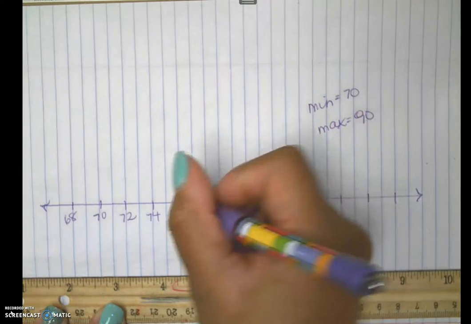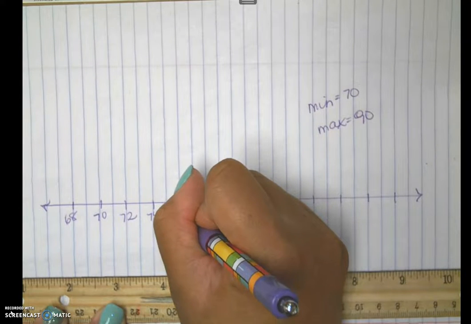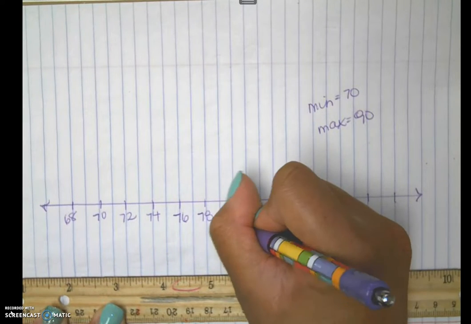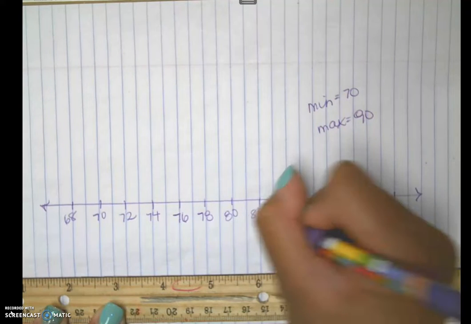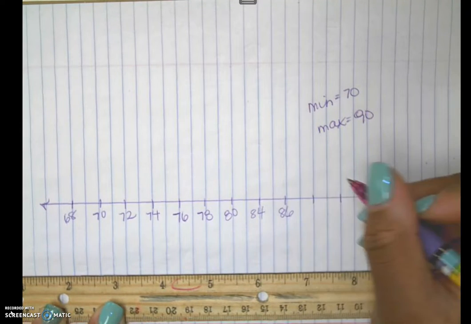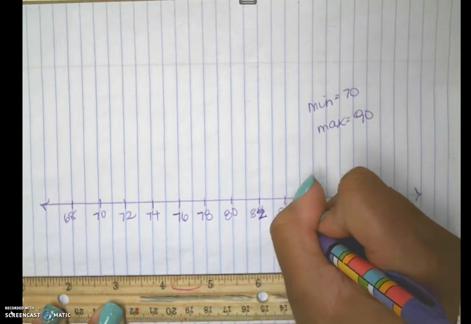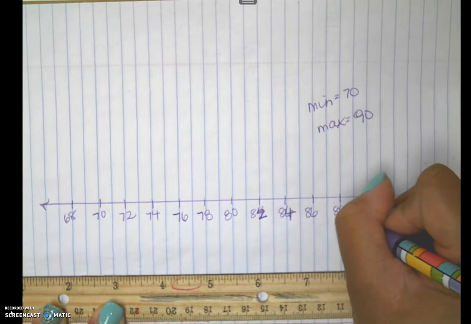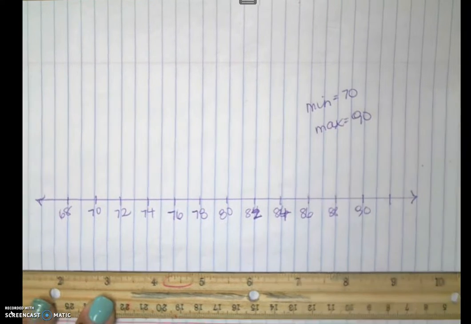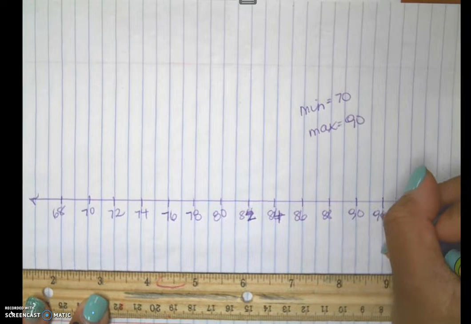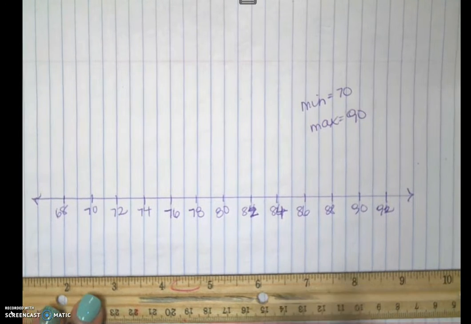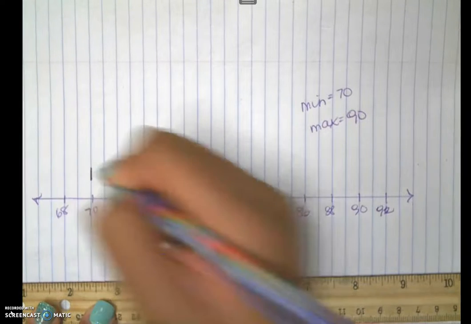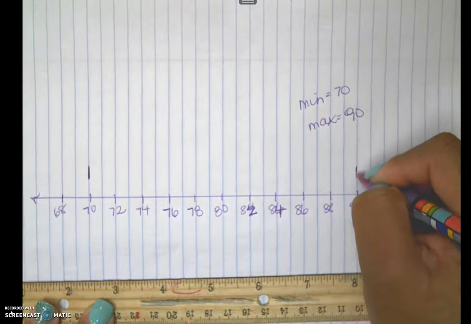70, 76, 78, 80, 82, 84, 86, 88, and 90. And then 92, just to go a little bit above that. Now, my minimum is 70, put a tick mark here. My maximum is 90, put a tick mark there.